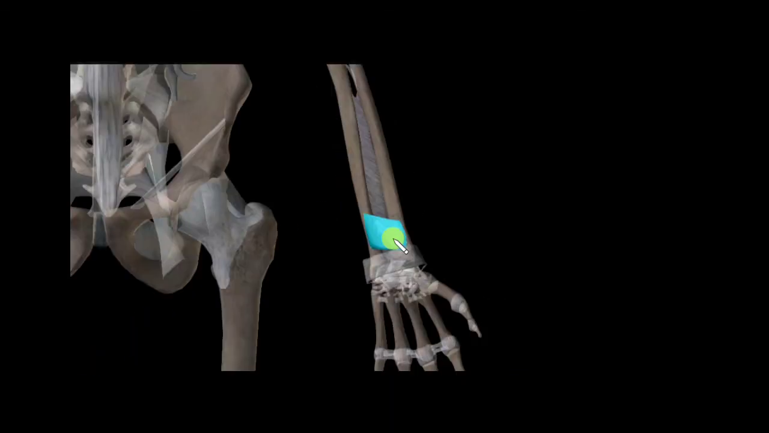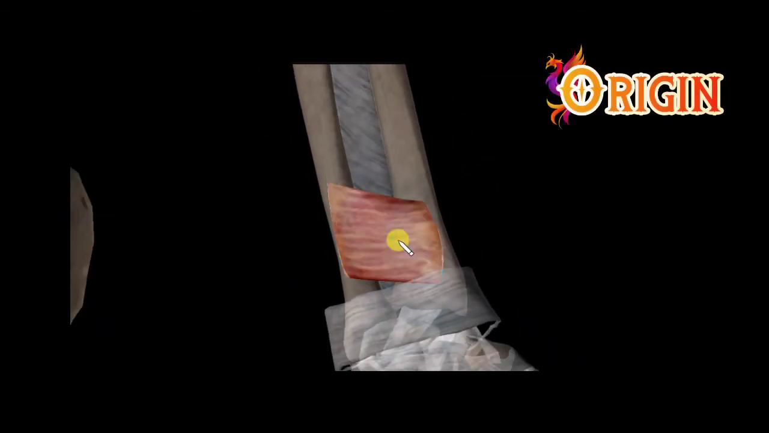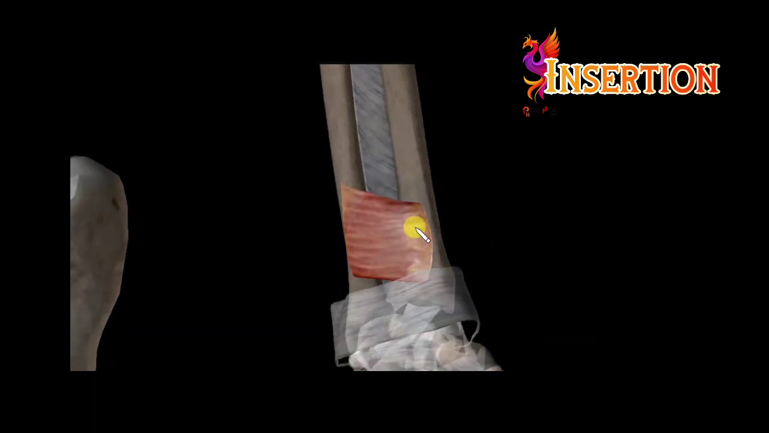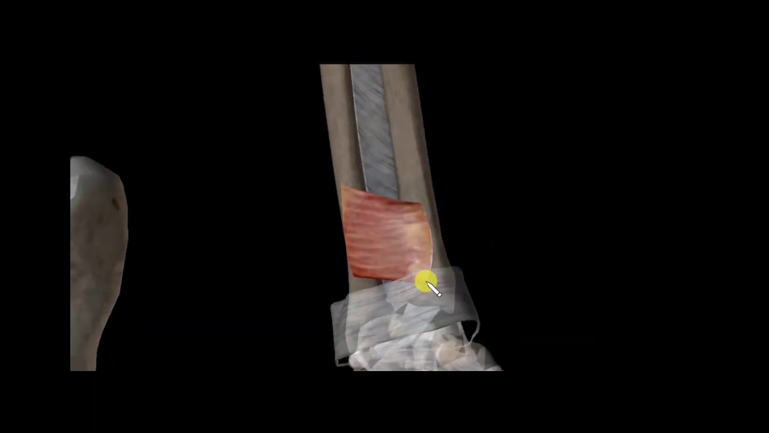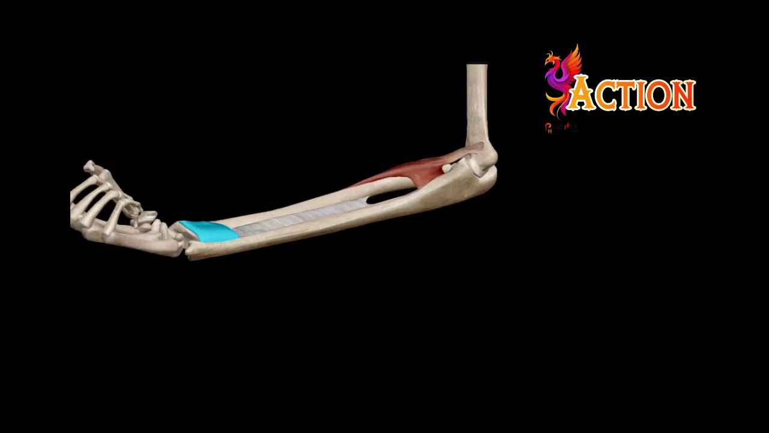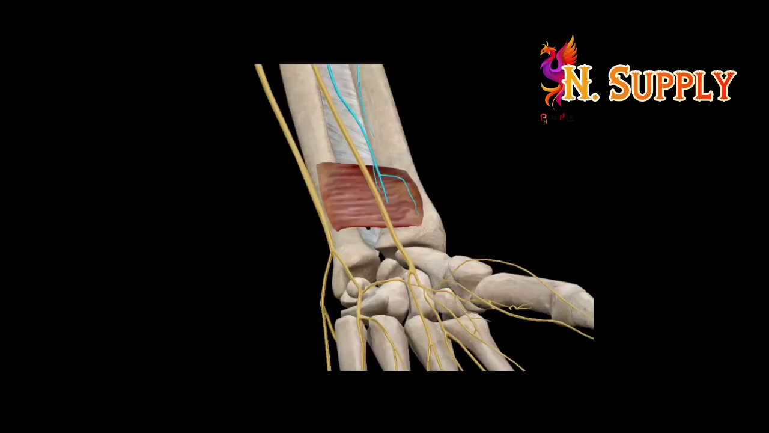Pronator quadratus. Origin: lower quarter of the anterior surface of the ulna. Insertion: lower quarter of the anterior surface of the radius. Action: forearm pronation. Innervation of pronator quadratus is the anterior interosseous nerve.